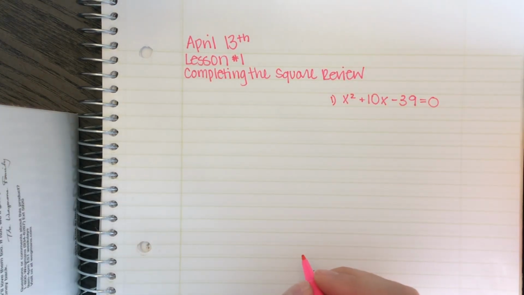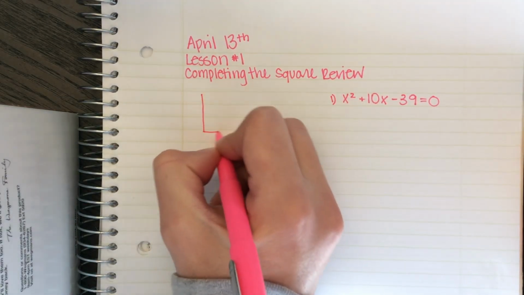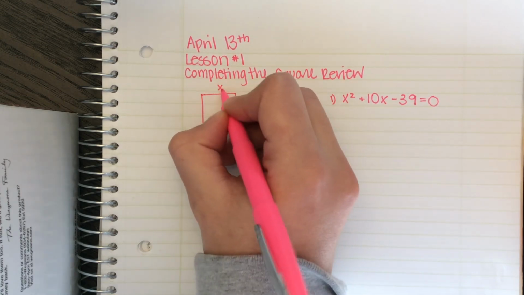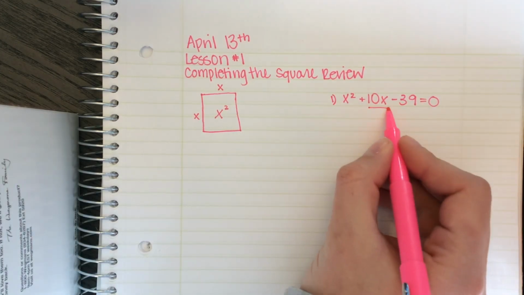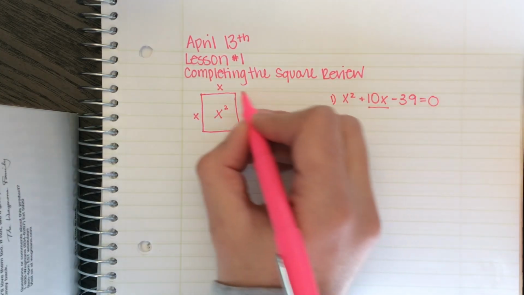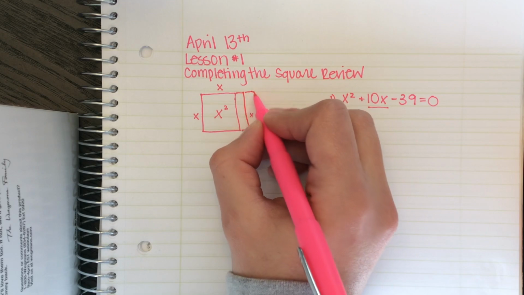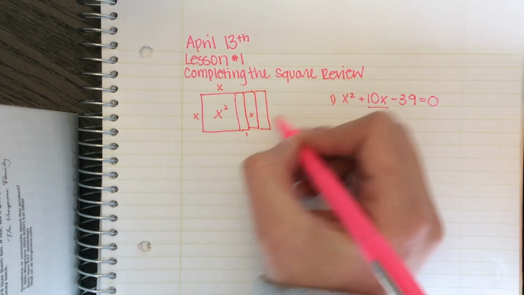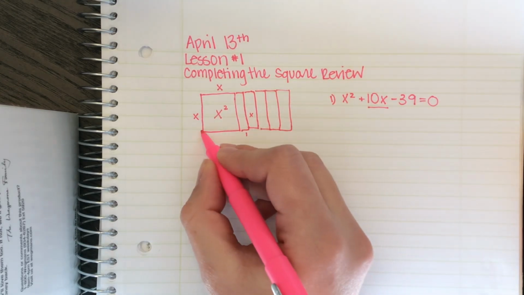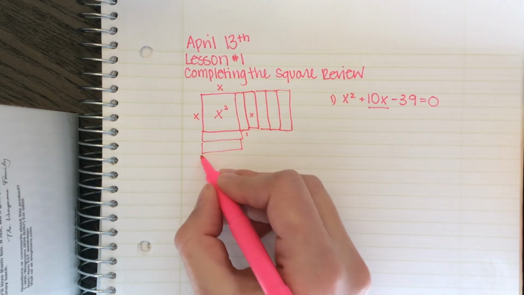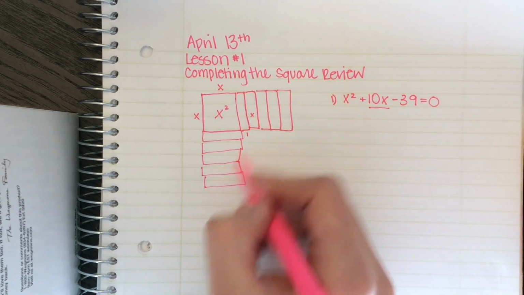And if you remember from before we left, we can use this as a visual. If we have a square that has length of x on both sides, that can be represented as x squared. Then if we have 10 x's, we would put 5 on each side: 1, 2, 3, 4, 5, and we do the same here. And we'd have 10 total x's.